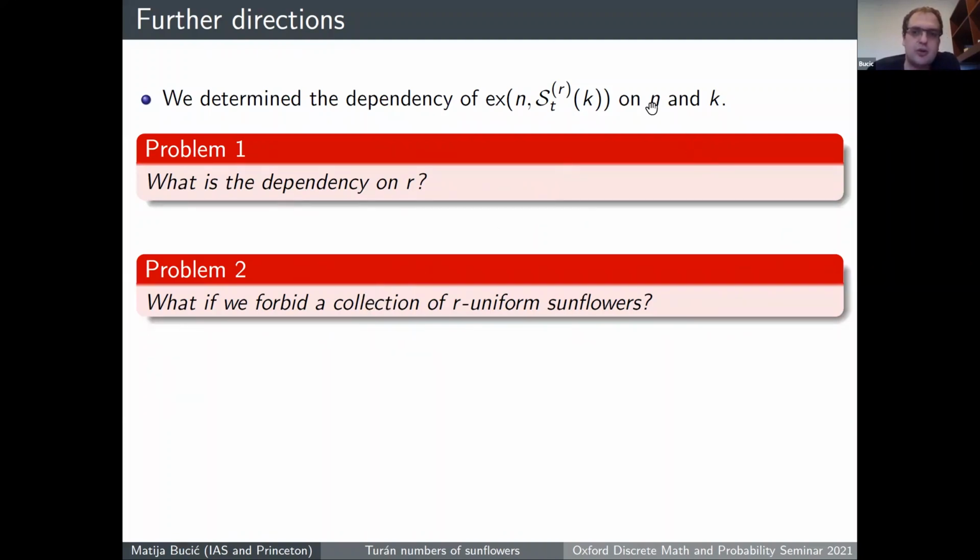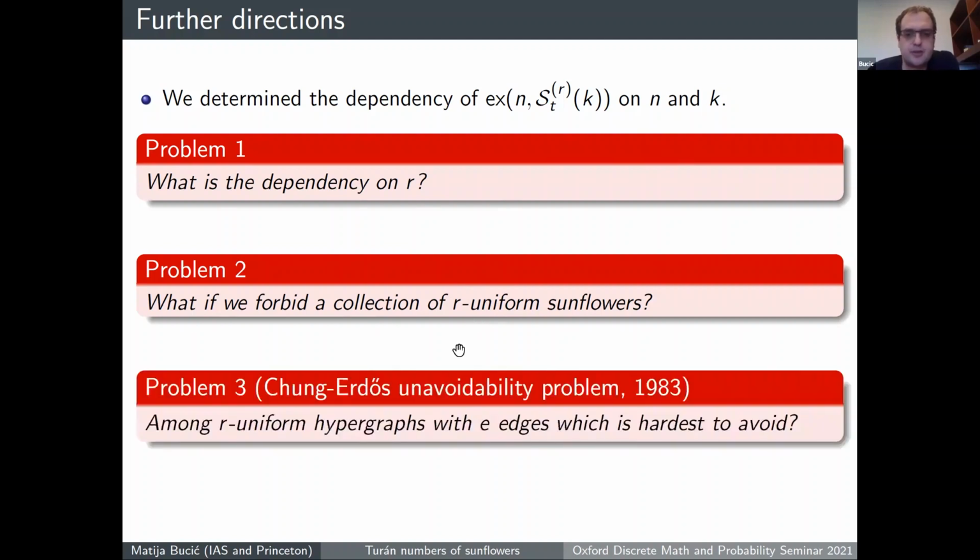And I still don't know even the correct dependency on N and K; it wasn't quite clear from this up to 7. So it's possible that this might have some very interesting behavior. And I think the ideas that we developed after that could be very useful to solve this problem.